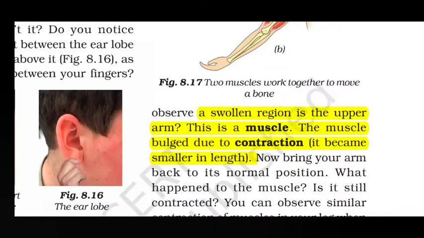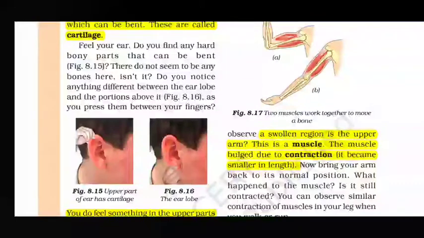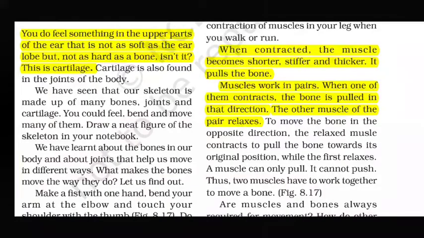The swollen region in your upper arm is the muscle. The swollen region in your upper arm is known as muscle. The muscles bulge due to contraction. Okay, it becomes smaller in length. When you stretch, it becomes relaxed, and when you contract, it becomes smaller in length. That means when you contract your muscle, the muscle becomes shorter, stiffer, and thicker and pulls the bone.